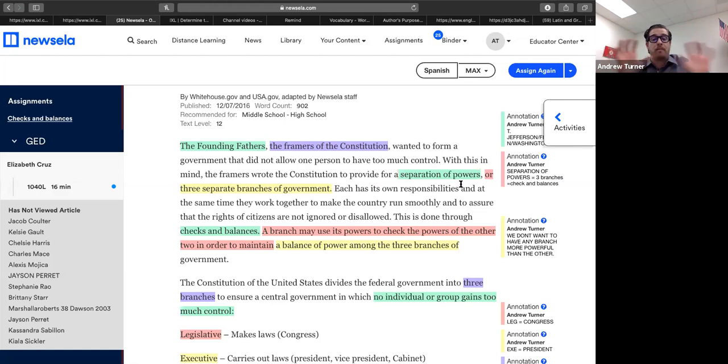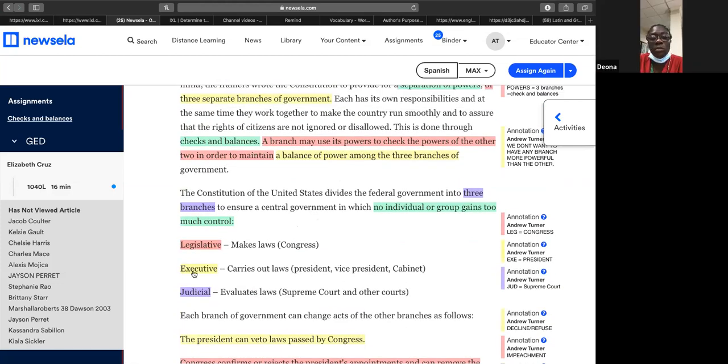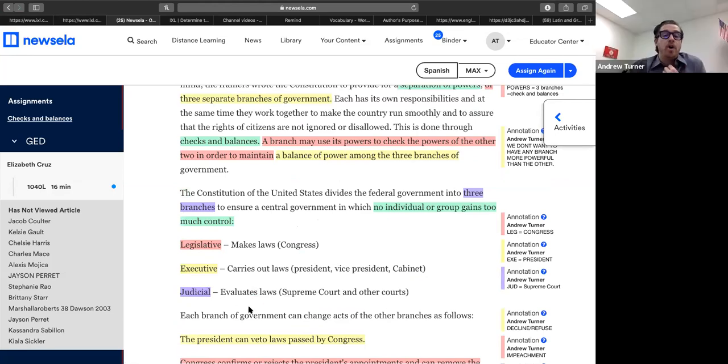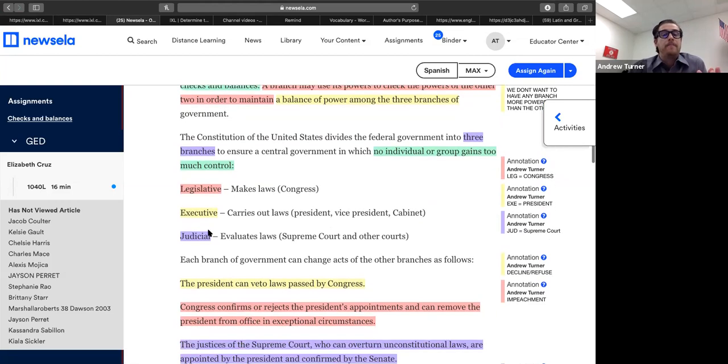So no single power, whether it be, and here's the 3 of them, whether it's legislative, executive, or judicial, no single one gets out of hand, okay? So the Constitution of the United States divides the federal government into 3 branches to ensure a central government in which no individual or group gains too much control. And we have the 3 different ones here.